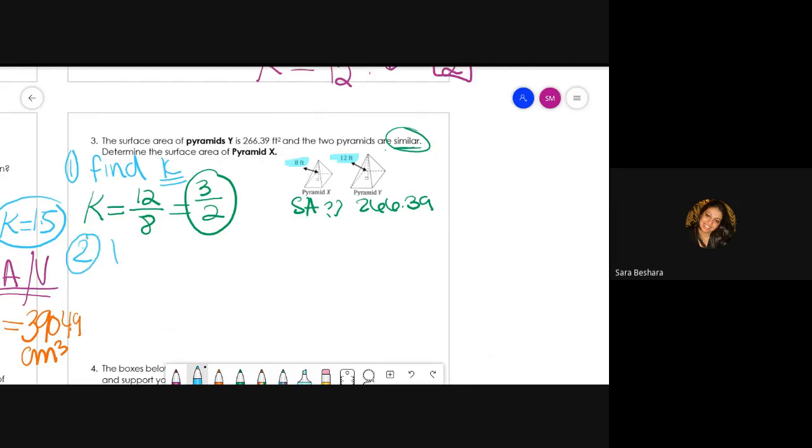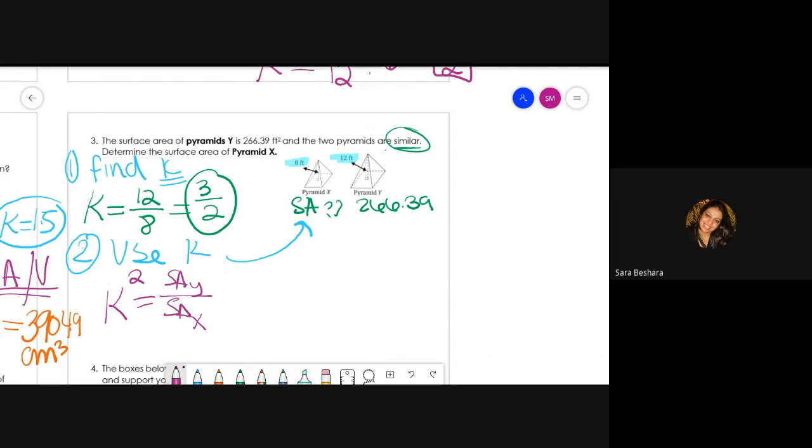Step 2, let's use k to find the surface area. Now, you see what I'm saying? K to find the surface area, so that means it must be k squared. And remember, you did pyramid y over pyramid x, surface area of pyramid y over surface area of pyramid x. They must be the same. Consistency is key in this lesson.